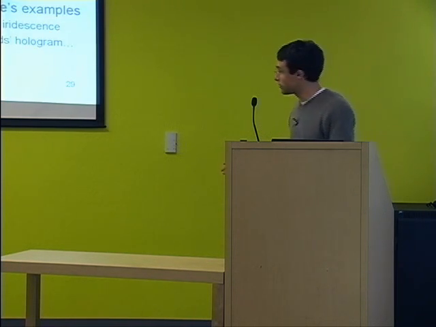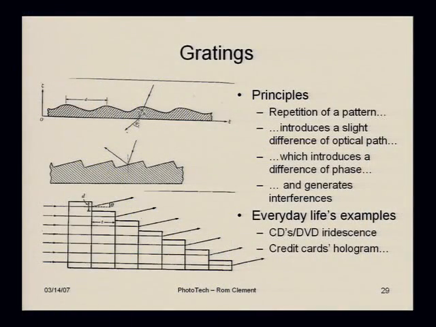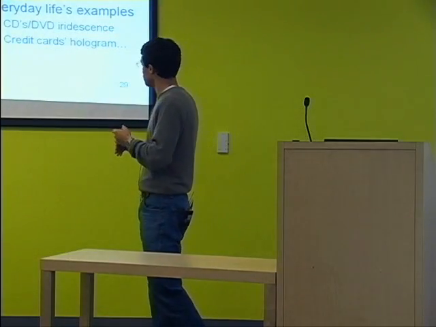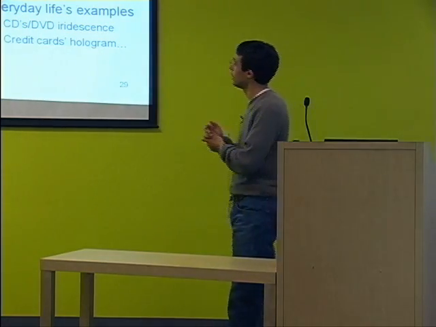So gratings. I'll just show you pictures of what they look like in reality. But the principle of gratings is kind of simple. It's a repetition of a pattern, and because of this repetition, we will introduce very tiny differences of optical path, which at the very end will induce interferences, and we'll see how to extract information.